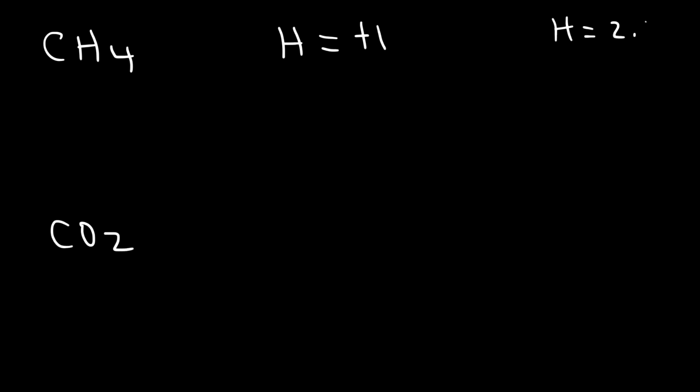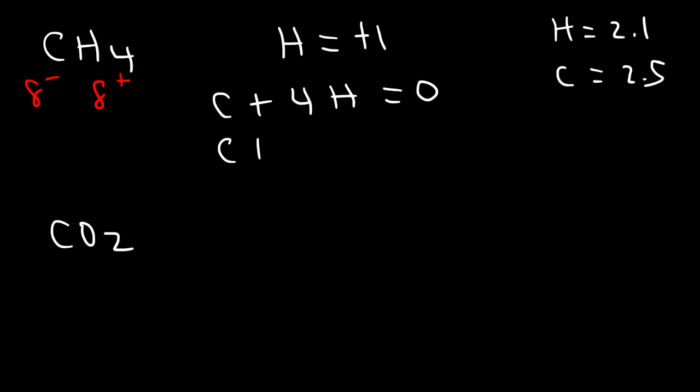Now try these two examples, methane and carbon dioxide. In methane, hydrogen has a +1 charge. Hydrogen is less electronegative than carbon, so it's going to be partially positive. Carbon is going to be partially negative. So solving for carbon, we have C plus 4H is equal to 0. So that's 4 times 1. So C is negative 4.